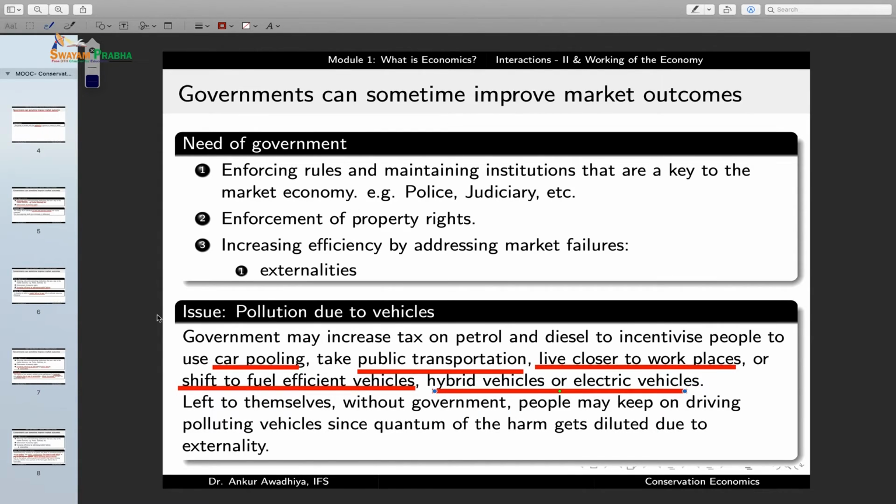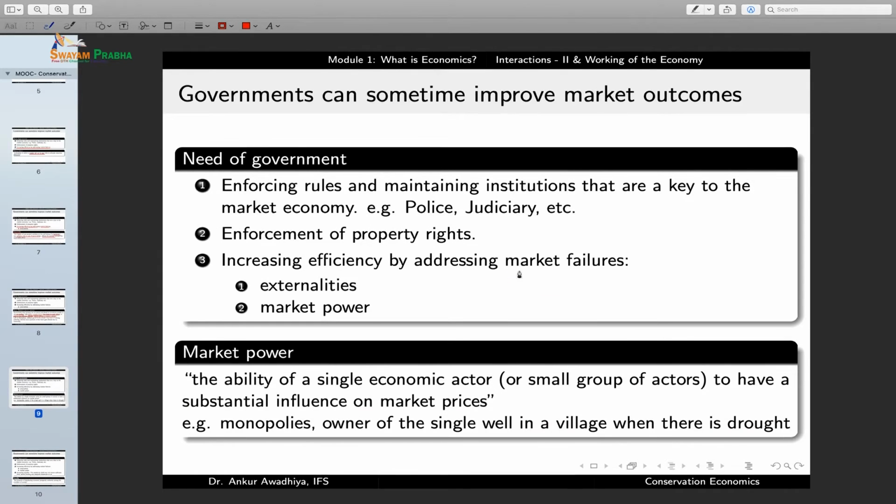So by using these mechanisms of taxation and subsidies, the government addresses market failures and increases the efficiency of the market. Now, another mechanism of market failures is market power. Now, what is market power? Market power is the ability of a single economic actor or a small group of actors to have a substantial influence on market prices. And often, this substantial influence is a disproportionate influence. The ability of a single economic actor or a small group of actors to have a substantial influence on the marketplace, on the market prices.